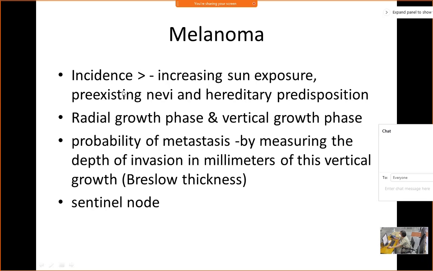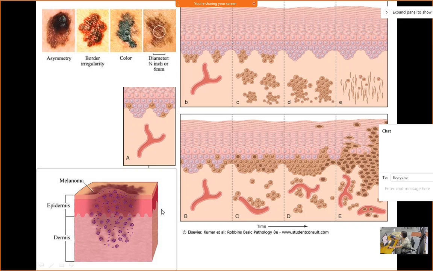So melanomas can occur in pre-existing nevi, or there can be hereditary predisposition. And this is important, a radial growth phase and a vertical growth phase. I'll show you pictures. And the probability of metastasis is dependent on the depth of invasion and sentinel node. There are pictures, I'll explain it to you. So this is what we mean.